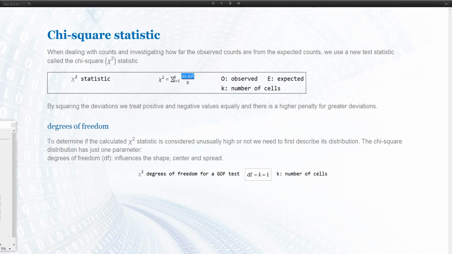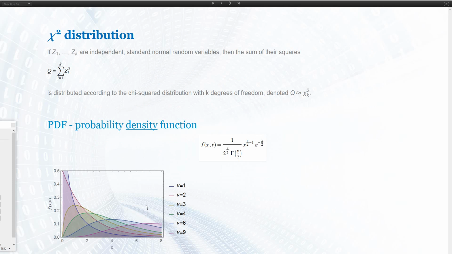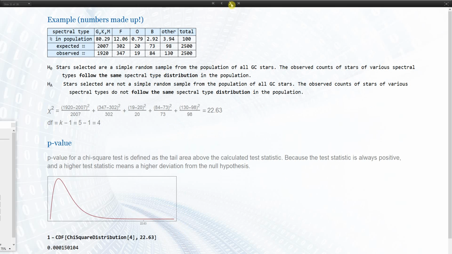These statistics follow the Chi2 distribution, which looks like this. It's again a skewed distribution which depends on the degrees of freedom and becomes more and more symmetric with higher degrees of freedom. But okay. Now, this was our table. Now we compute our test statistic.